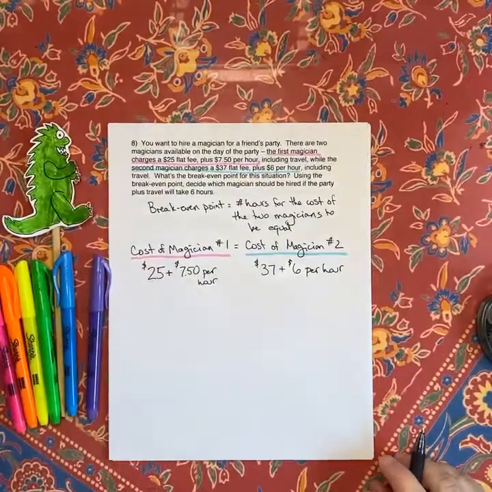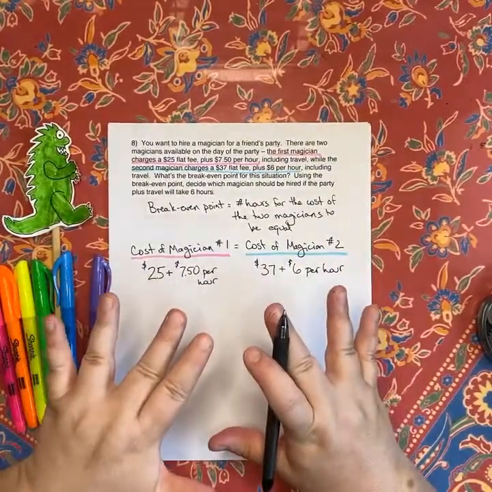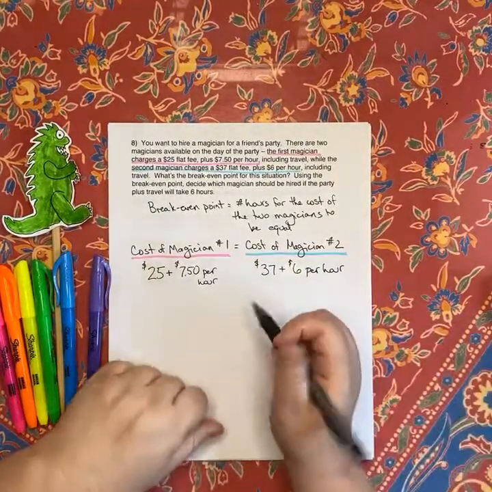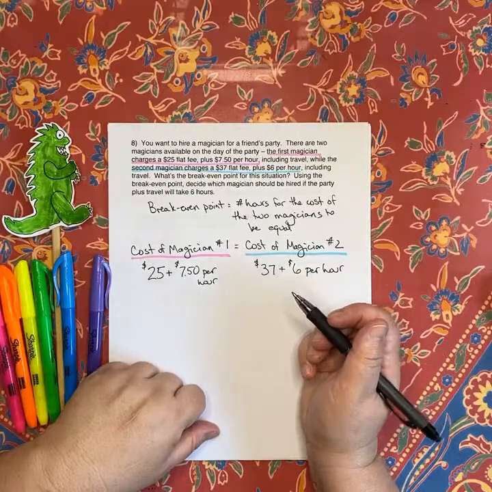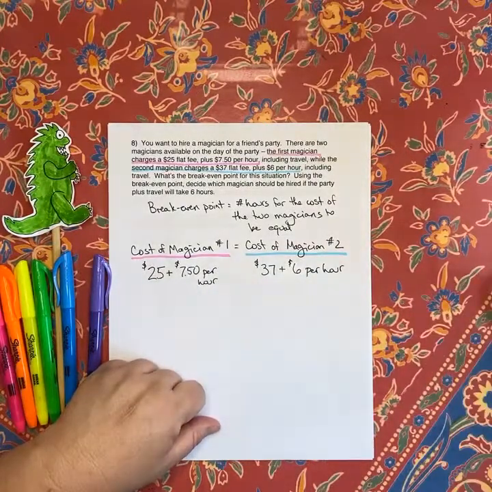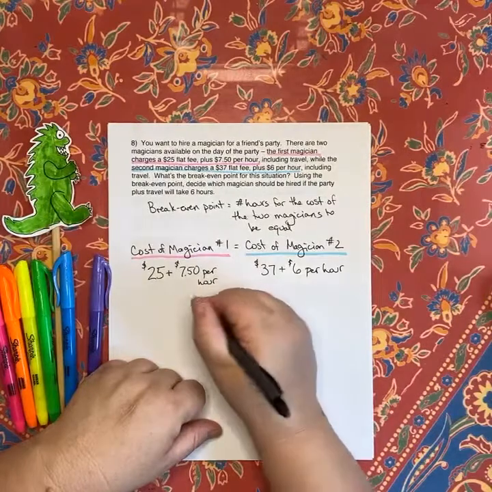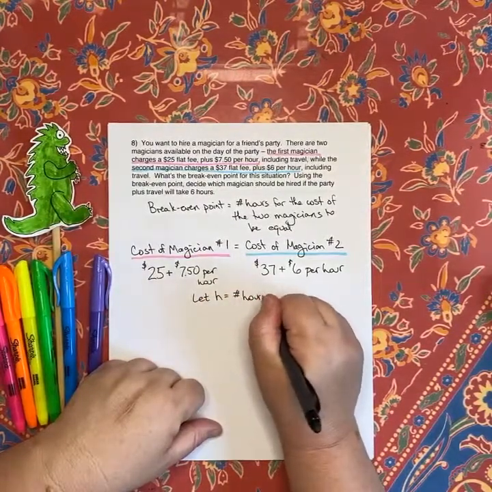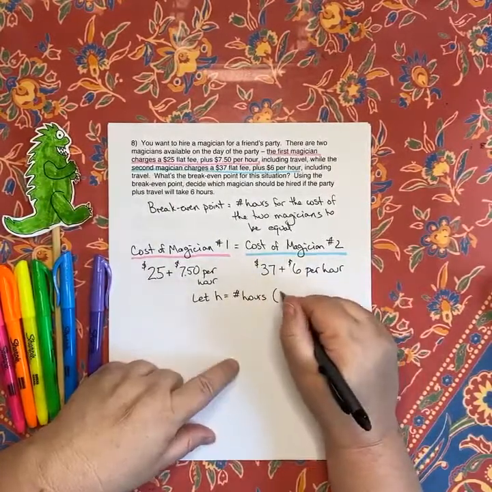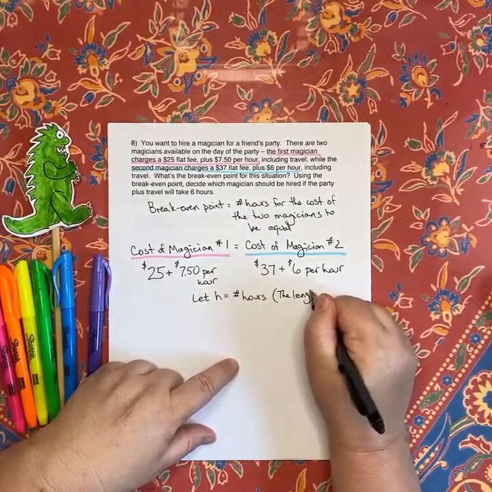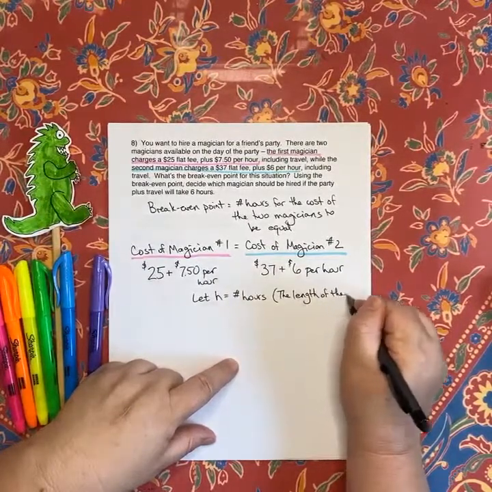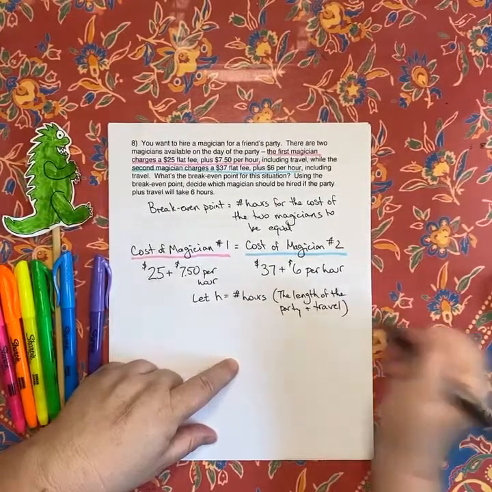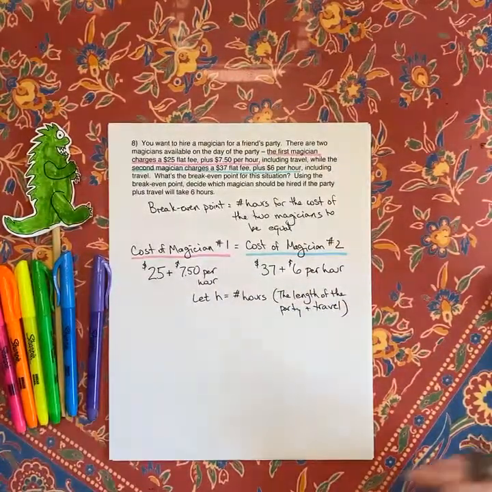Okay, $37 flat fee plus $6 per hour. And we want to somehow figure out how to set them equal. What I think we need is we need to know how many hours there were. So I'm going to say let H equal the number of hours. In other words, the length of the party plus travel. So I'm going to use H for that. You could use X if you wanted to.